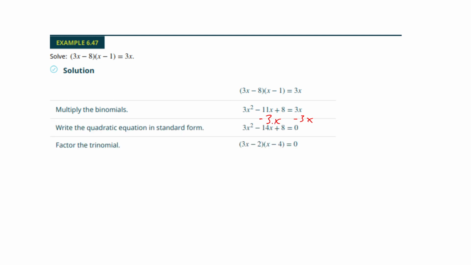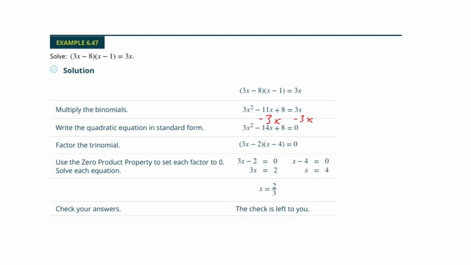Now, once you've done that, you create 3x squared minus 4x plus 8. Now remember, these are like terms. The x squared is a different thing, so they don't combine. These combine, we factor, and now since we have 0 over there, we can use our zero product property, solve it, and we get these two answers, 4 and 2/3.